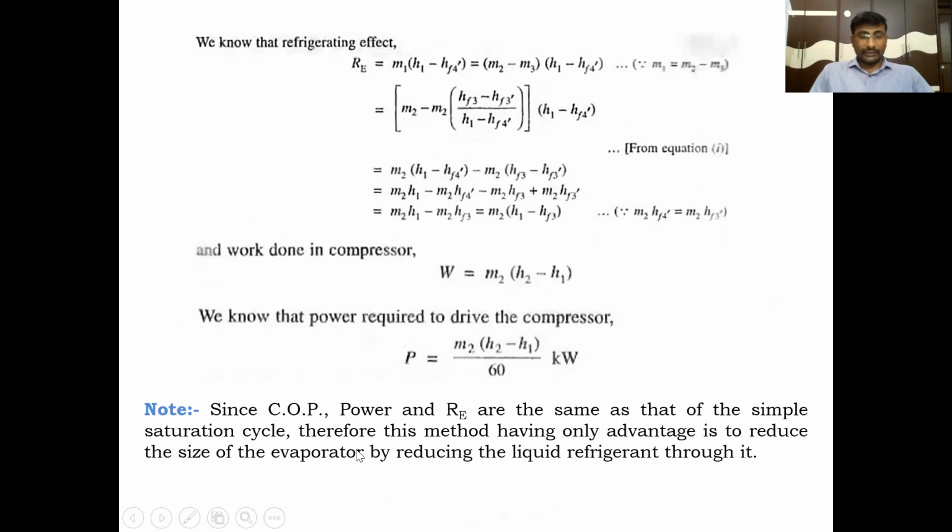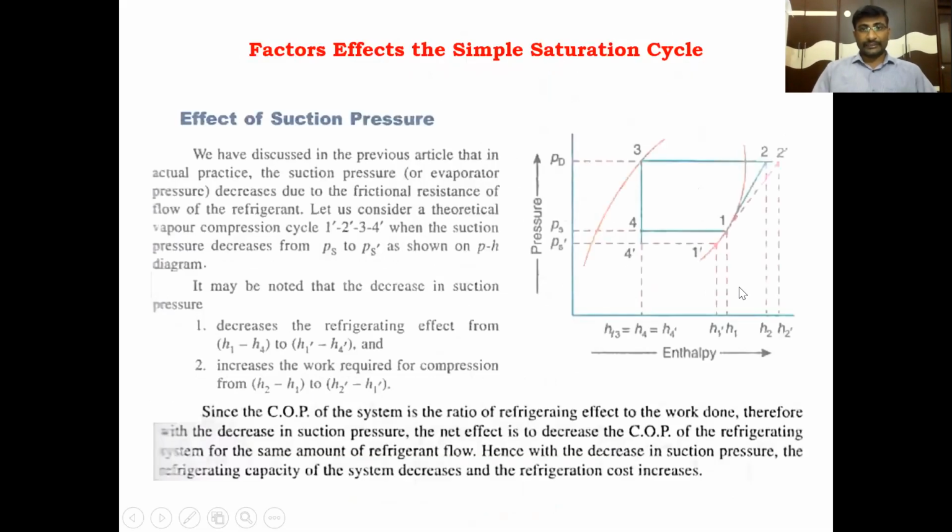These are the 4 methods to increase or decrease the sizes and performance. Clear? Now let us go for the factors affecting the simple saturation cycle. This is the final stage of unit 2. What are the different factors?